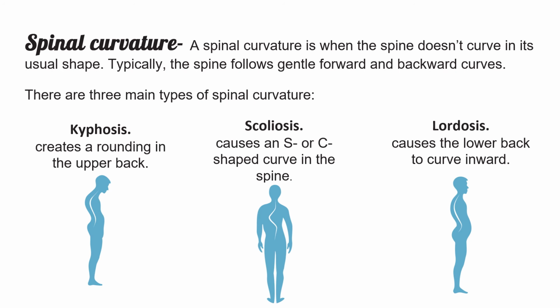The last one that I'm going to talk about is spinal curvature. A spinal curvature is when the spine doesn't curve in its usual shape. Typically, the spine follows gentle forward and backward curves. There are three main types of spinal curvature: kyphosis, scoliosis, and lordosis. As you can see in the images, kyphosis and lordosis are pretty similar, but the main difference is that in kyphosis, the curve creates a rounding in the upper back, and in lordosis, the curve creates an inward curve in the lower back.